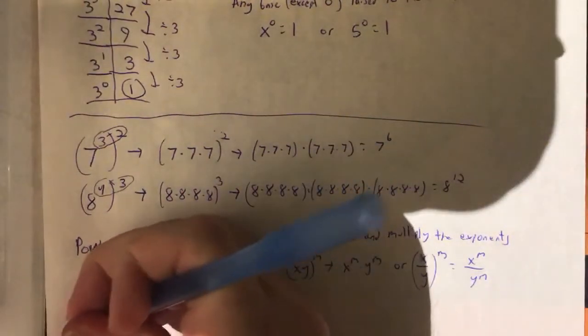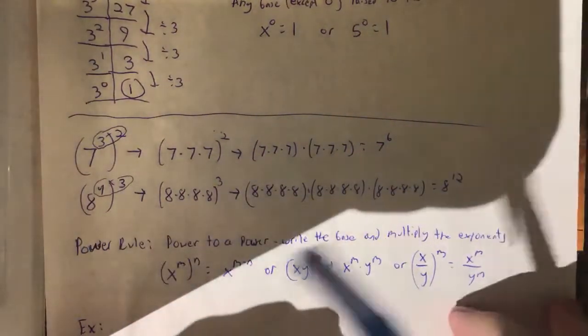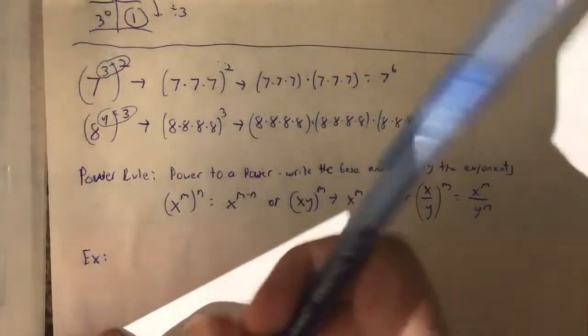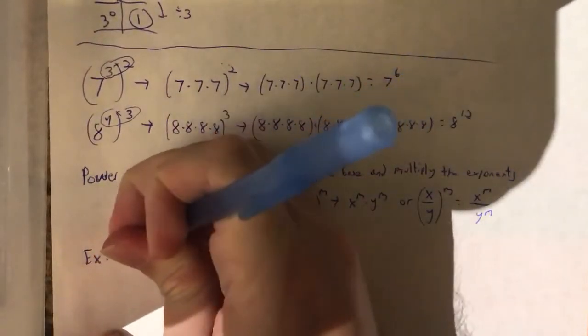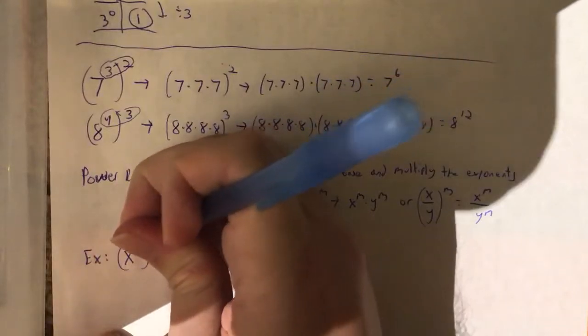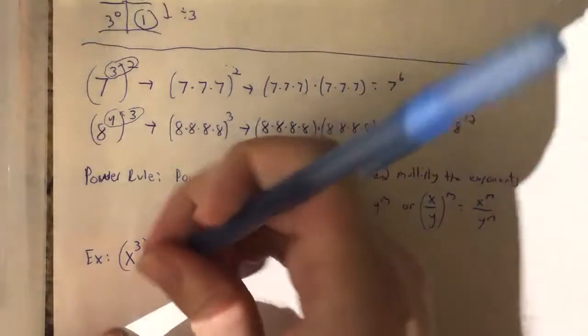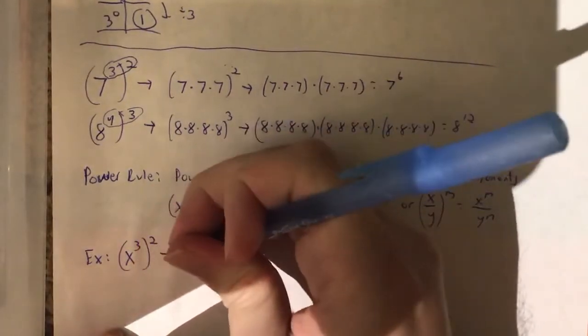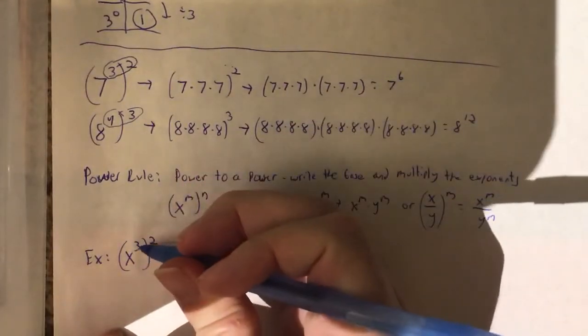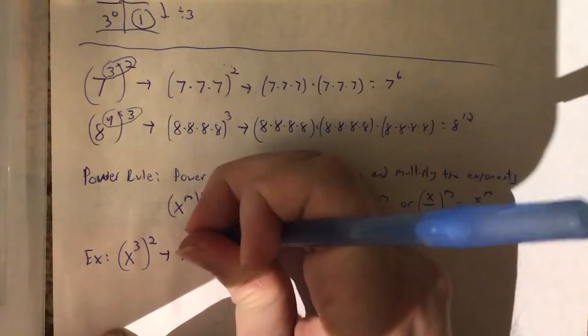So let's look at a couple examples of how to apply them. The first one, x cubed, squared. I can use this form up here, but I'm going to use my shortcut. All I do is 3 times 2, power to a power. So this is just x to the 6.